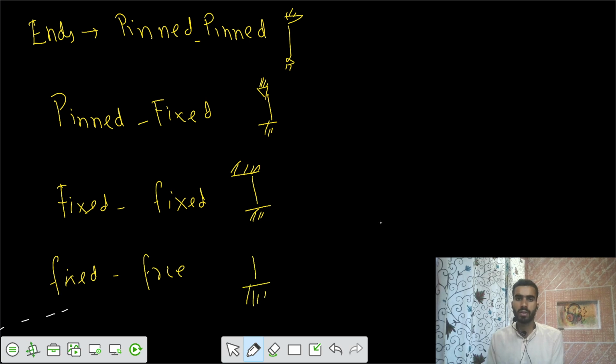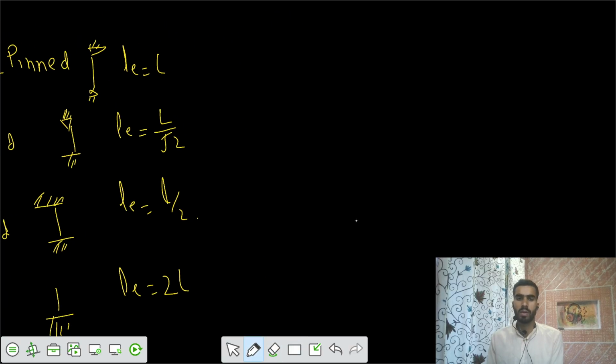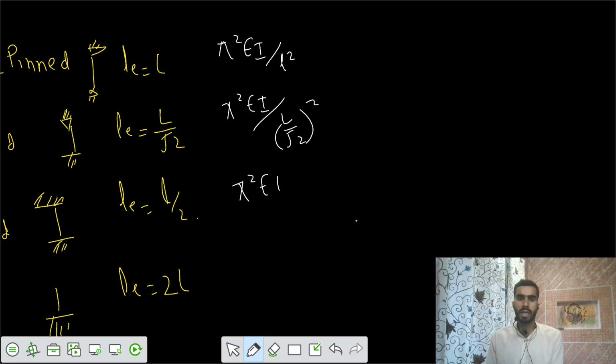Now what is the effective length we have here? Effective length equals L. Effective length equals L by root 2. Effective length equals L by 2. And effective length equals 2 times L. So if I write the critical load, PCR, I would say pi square EI by L square, pi square EI by L by root 2 whole square, pi square EI by L by 2 whole square, and pi square EI by 2L whole square.